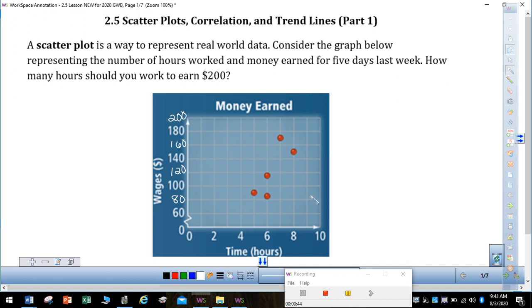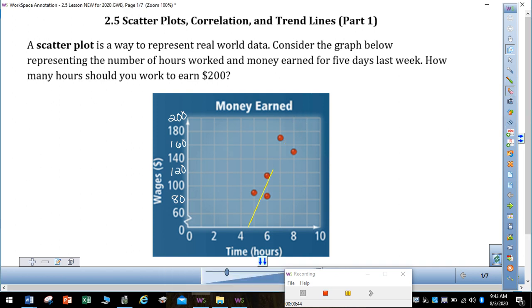So if we want to make an estimate here about how many hours to work to earn $200, we could draw what's called a trend line. So I'm going to start down here below and kind of do my best to draw a line that I'm going to say fits the data points well. And by saying that, I mean it's not perfectly going to go through all the data points. I'm kind of looking for something that goes through the data points evenly. Maybe the same number of data points are above the line as are below.